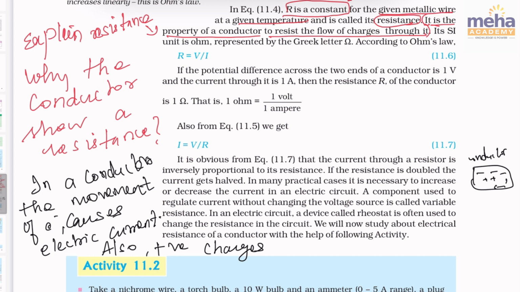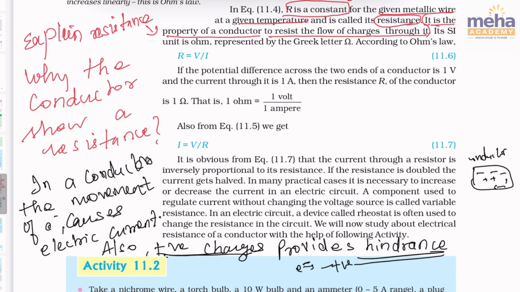So what happens? These positive charges provide a hindrance to the negative electrons. What is the meaning of hindrance? They don't make the flow of current easy. Because of these positive charges, the flow of electrons inside the conductor gets a hindrance. That is, there will be an attraction between them, no? Because electrons are negative charges and these are positive charges, there will be attraction between them. That is the meaning of hindrance. Because of this hindrance, there comes a property called resistance in the conductor.